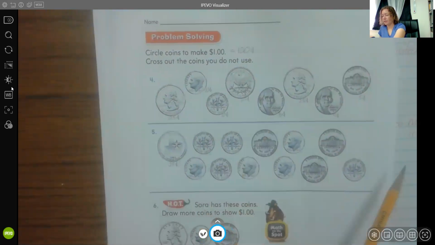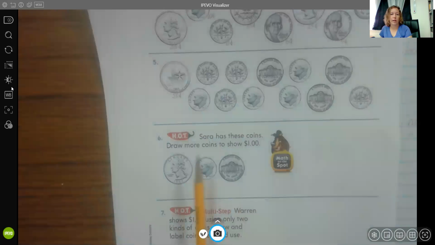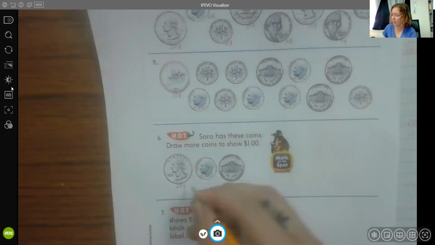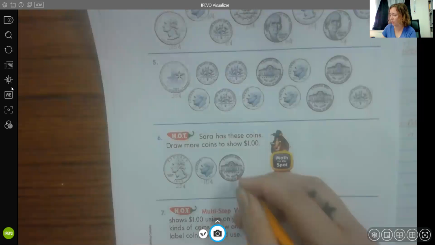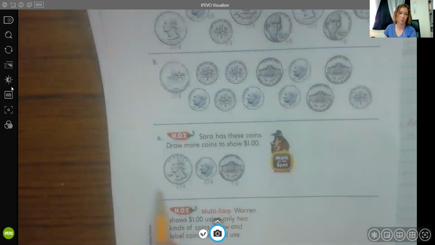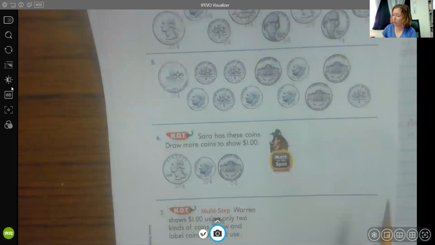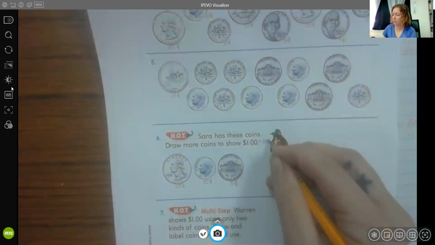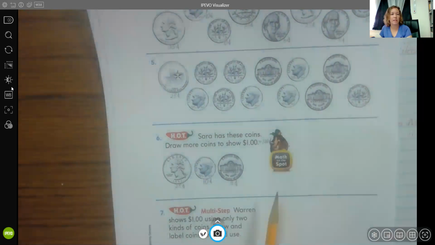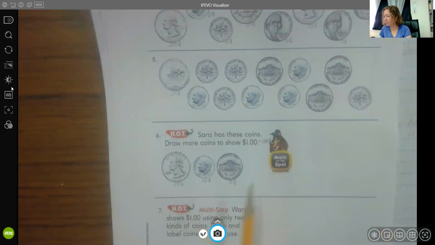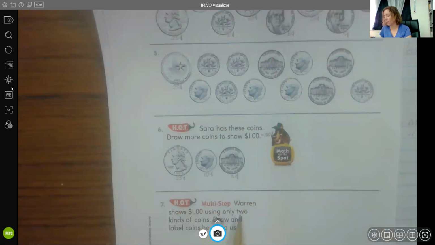All right, number 6. Sarah has these coins. Draw more coins to show $1. So first of all, you've got to figure out how much Sarah has. She has a quarter, which is 25 cents, a dime, which is 10 cents, and a nickel, which is 5 cents. So you've got to figure out how much that is worth, then decide how much more cents she needs to make $1, which is the same as 100 cents, and decide what coins you would use to reach that amount. Okay? So that's going to take a little bit of thinking.